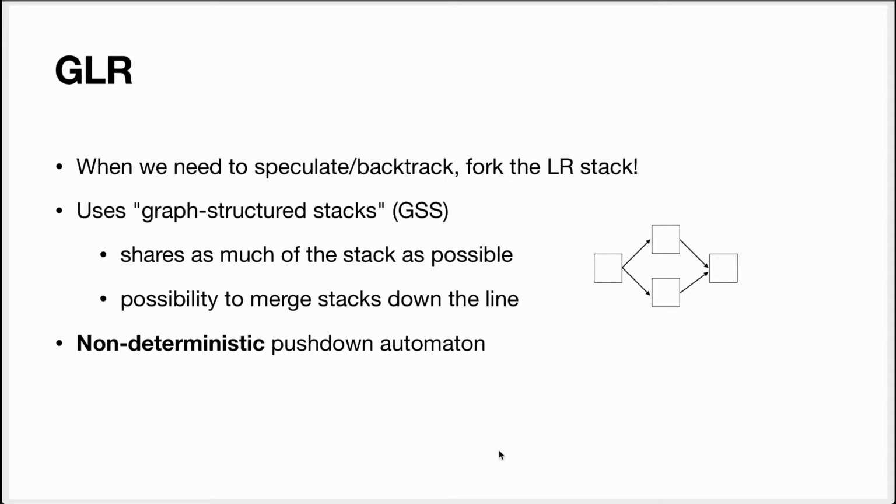Finally, GLR. The idea of GLR is that at some point we will need to speculate and backtrack in order to match all CFGs. When we do this, we will need to fork the LR stack. To do this, we will use a data structure called graph structured stacks, or GSS. This will help us to share as much of the stack as possible, and will make it possible to merge stacks down the line. So I showed a small data structure here, the forking, and then the merging. You have to imagine that there are items here on the stack, and then they diverge, and then they converge, and these items are shared.